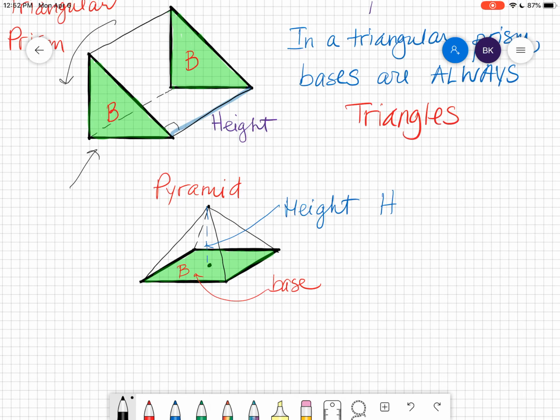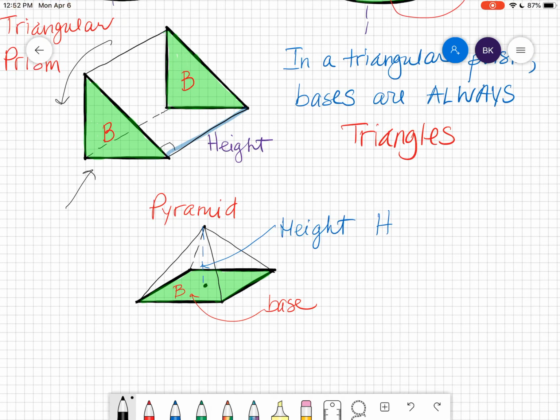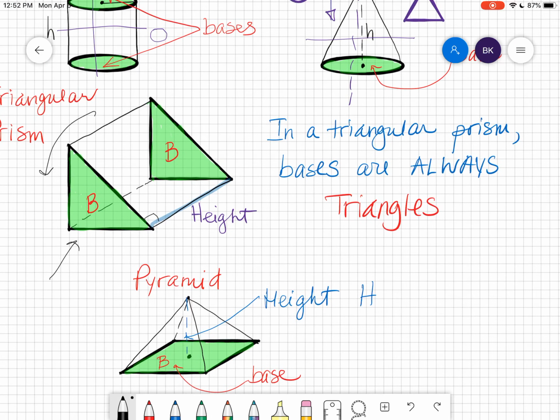Finally, we have a pyramid, and pyramids can be rectangular pyramids or square pyramids, and we will deal with square pyramids most of the time. And again, one base, we have 4 faces, and the height drops down onto the base, and that is it.